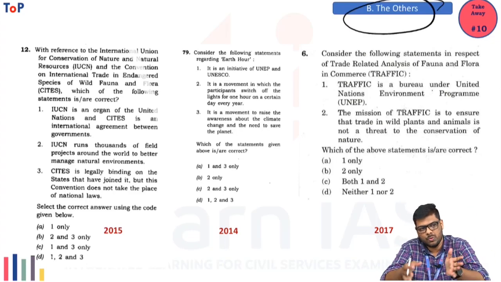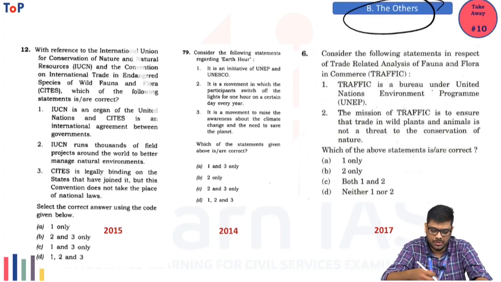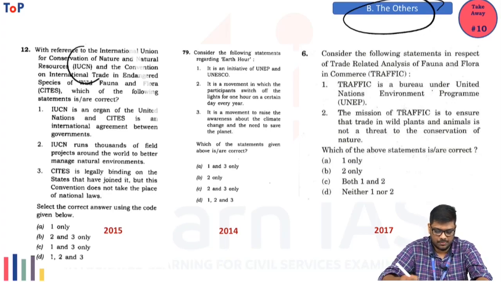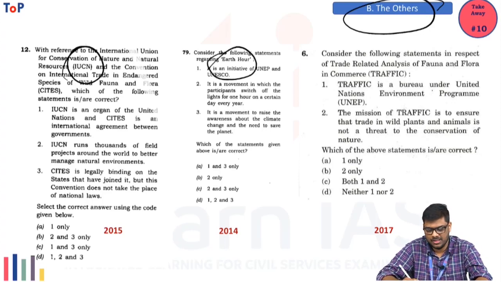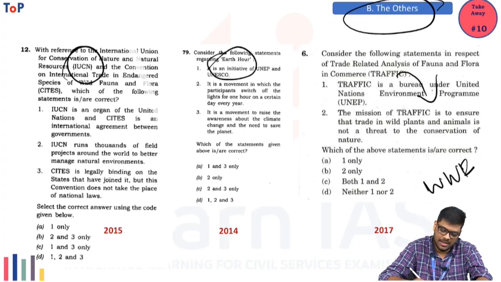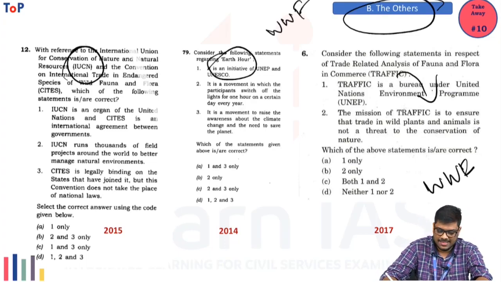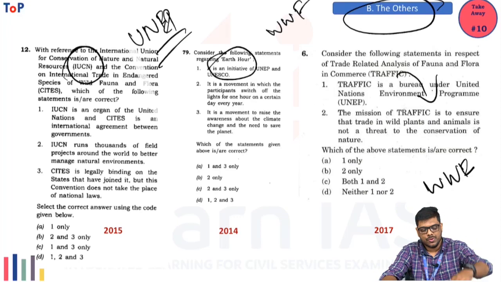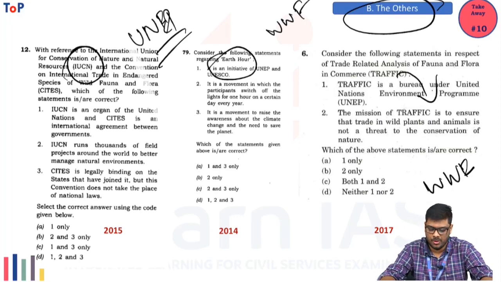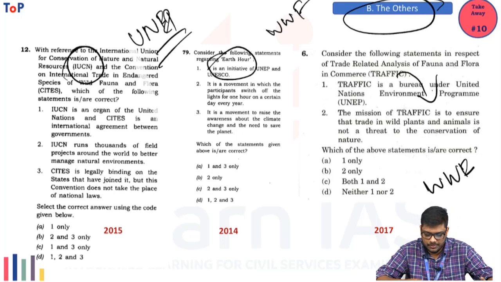Other than UNFCCC, UNCCD or UNCBD, UPSC can focus upon institutions like IUCN, then UNDP. TRAFFIC is an initiative by WWF, then Earth Hour is another initiative by WWF. IUCN and UNDP are also there. Getting it? So this is how UPSC will focus on other organizations. UNDP, WWF, IUCN, all are important.